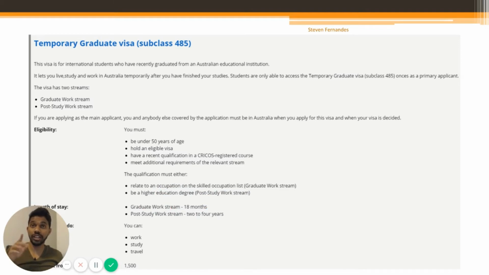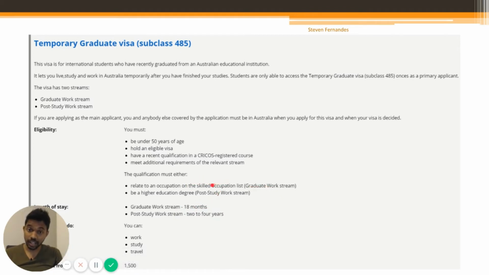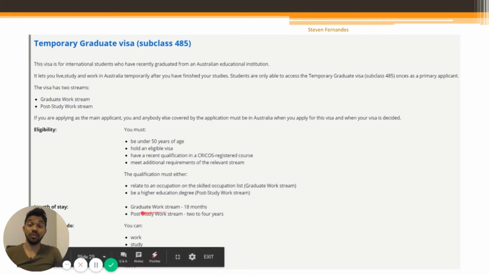A tradie in Australia means someone who's into a particular trade such as plumbing, electrician, or things like that. So if you're doing a course that's related to those occupations, then you get to apply for 18 months, and you need to ensure that your occupation is on the skilled occupation list, which I'll get to in the coming slide. Yeah, that's the condition for the graduate work stream.